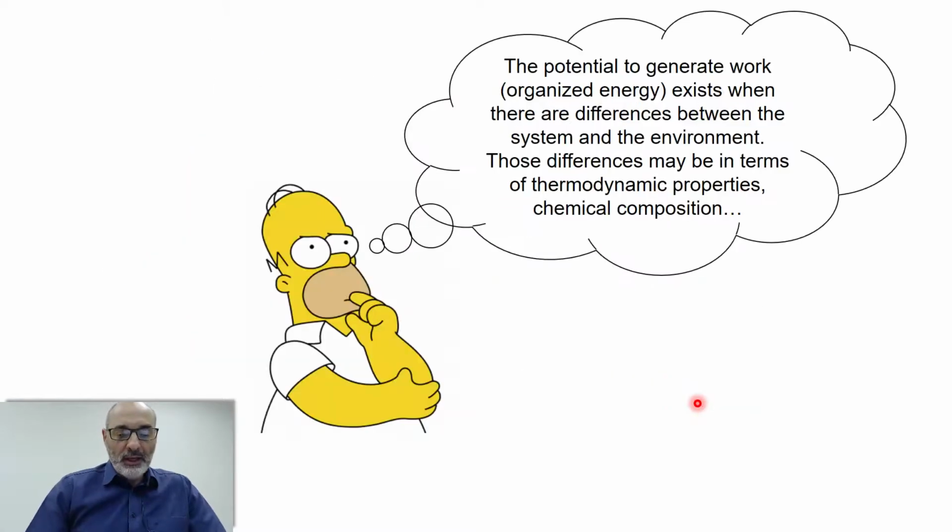And we can draw a conclusion from this. The potential to generate work, and by work I mean organized energy, exists when there are differences between the system and the environment.